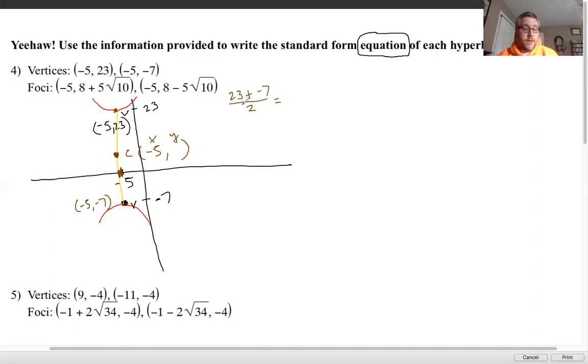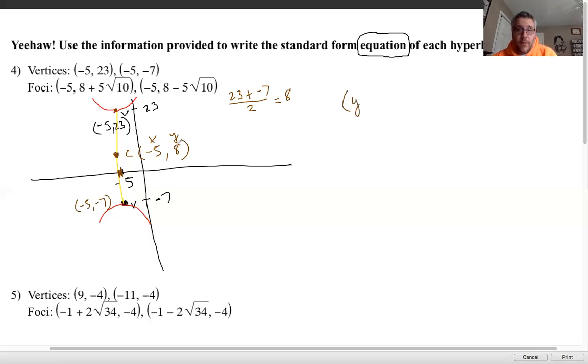So if you do that, you get 23 plus -7 is 16, divided by 2 is 8. So it's no longer a mystery, my friends. The center is -5, 8. Okay? Well, why is that useful? It's useful because it's of the utmost importance to write the equation. So again, since everything is arrayed vertically here, I know I have to have the y parenthesis first.